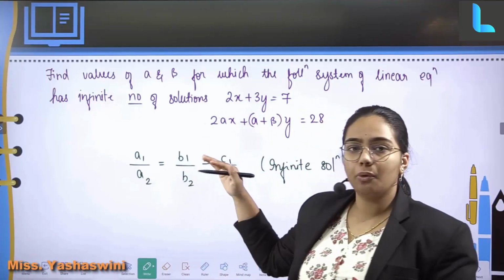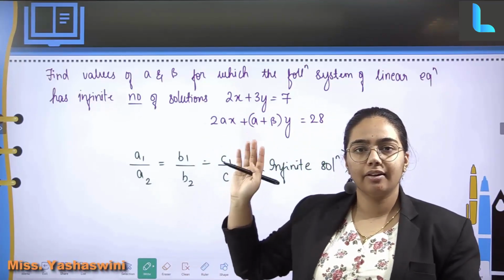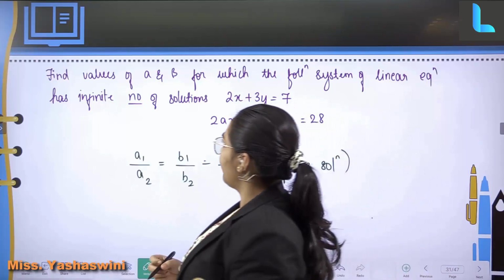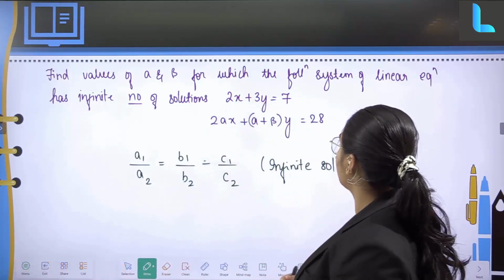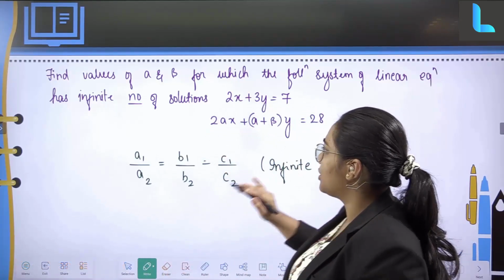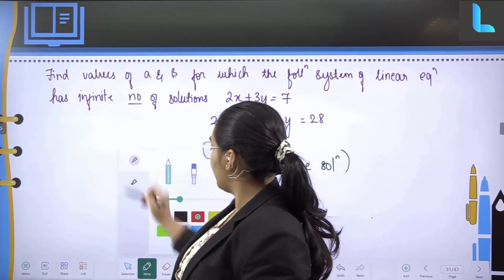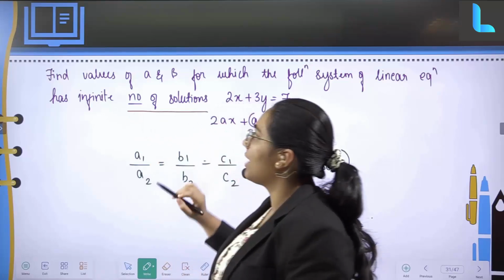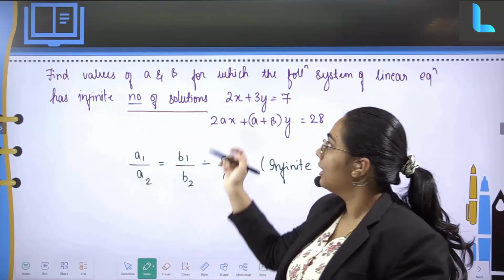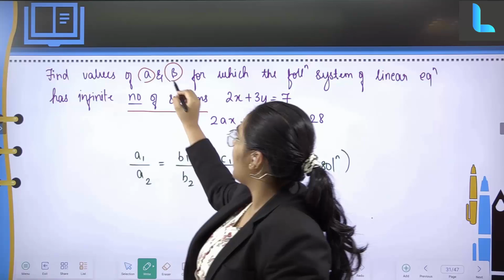So a few more questions, and then we'll see the 3 marker and 4 marker, whatever it is. Find the values of a and b for which the following system of linear equations has an infinite number of solutions. So an infinite number of solutions is what they have asked. We have to find out the values for a and b. So how are we going to proceed?